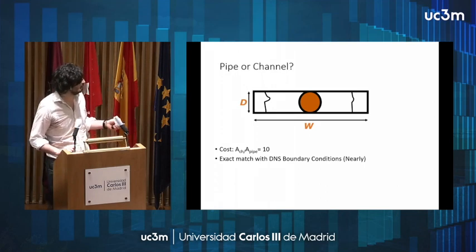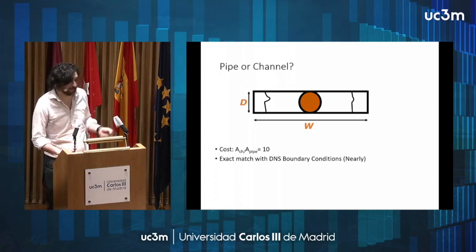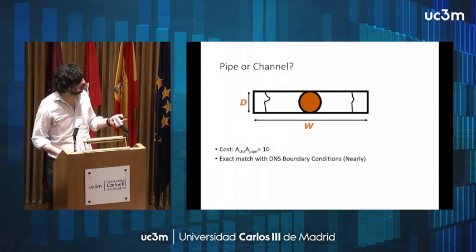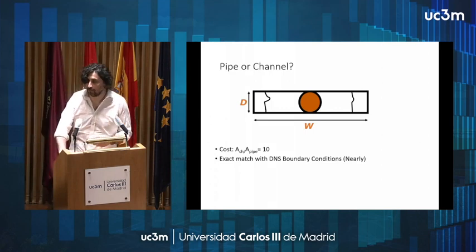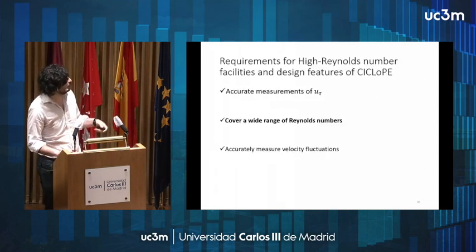Another important feature is that with DNS, with a pipe, you don't have corners, and corners generate some deviation from canonical flow conditions, which are not reproducible in DNS. So with a pipe, you can match almost exactly the condition that you might have in numerical simulations. That's the reason why we went to a pipe.